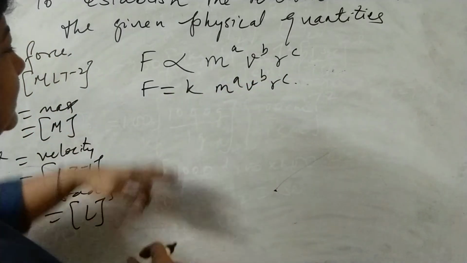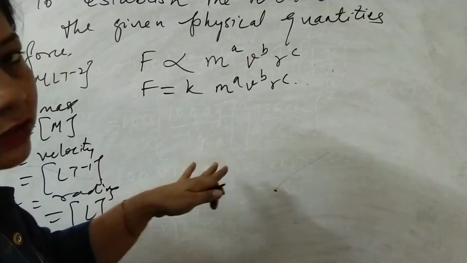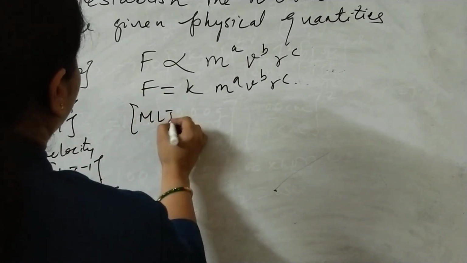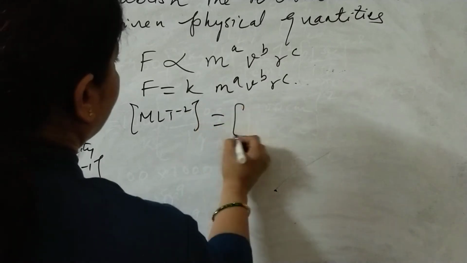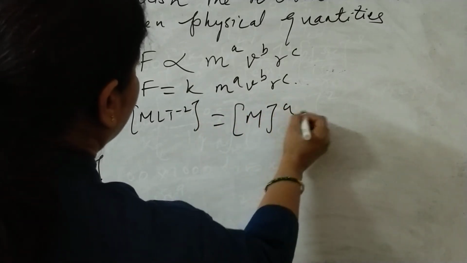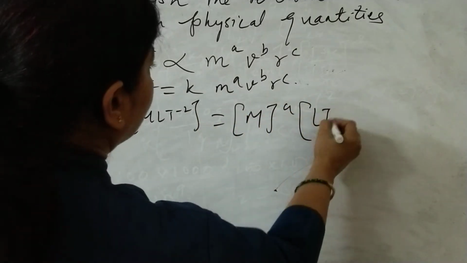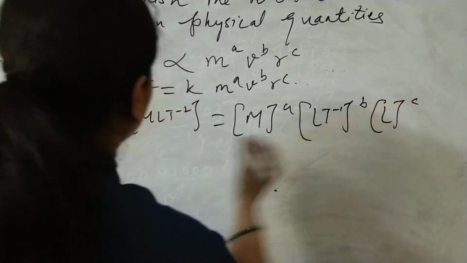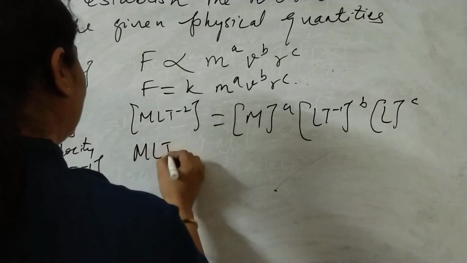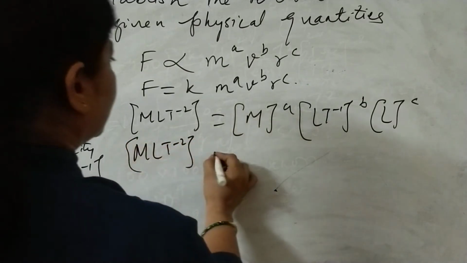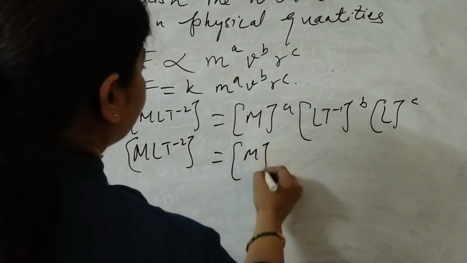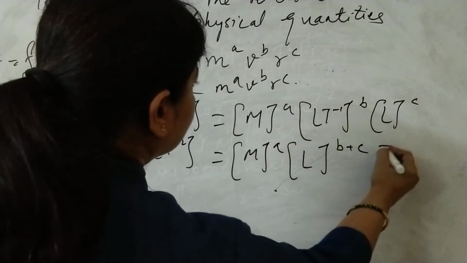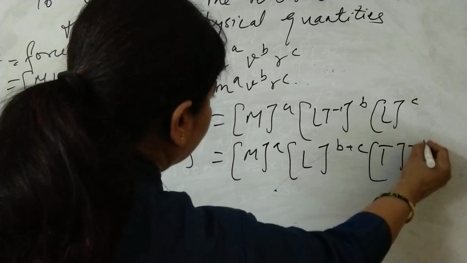In the second step, we are going to drop k because it has got no use. So I'll write the dimensional formula for this. Force is M L T to the power minus 2, equal to M to the power a, velocity is L T to the power minus 1 raised to b, and this is L to the power c. So what we are getting is M L T to the power minus 2 equals M to the power a, L to the power b plus c, and T to the power minus b.